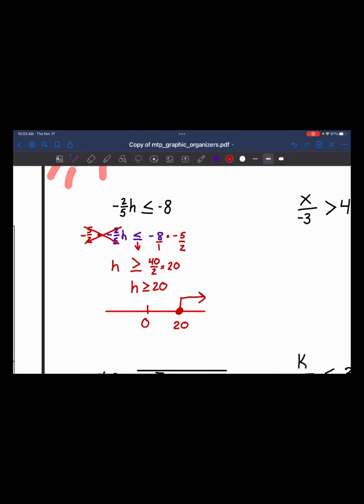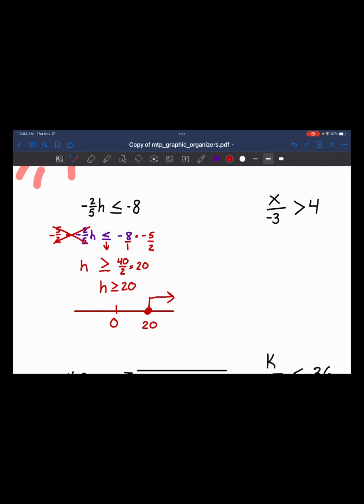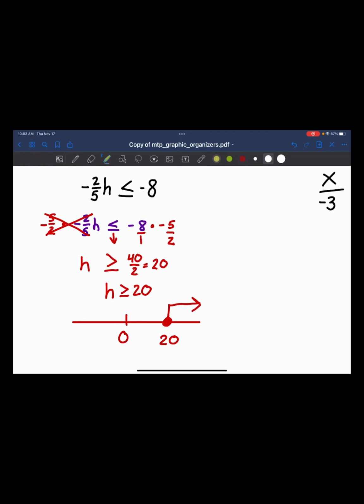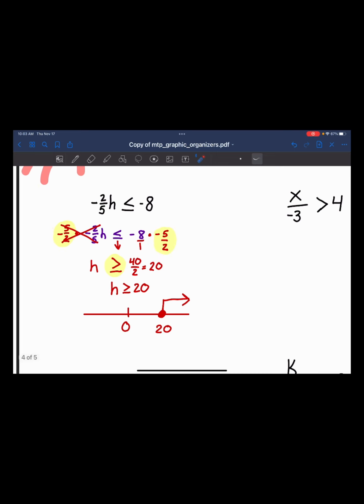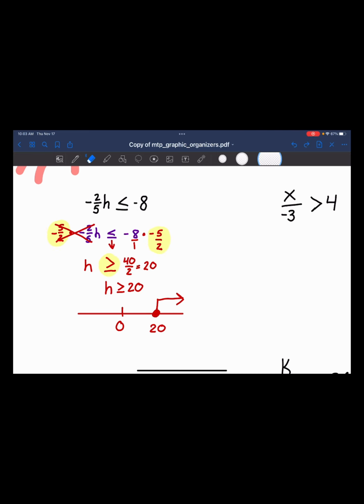Okay, so here's what I want you guys to do. Go grab a highlighter, and I want you to highlight something for me. Highlight this negative 5/2, this negative 5/2, and then highlight this flipped sign. I want you to very clearly see that we just multiplied by a negative to both sides, and then my sign flipped, okay? I'm even going to write right here: sign flipped.